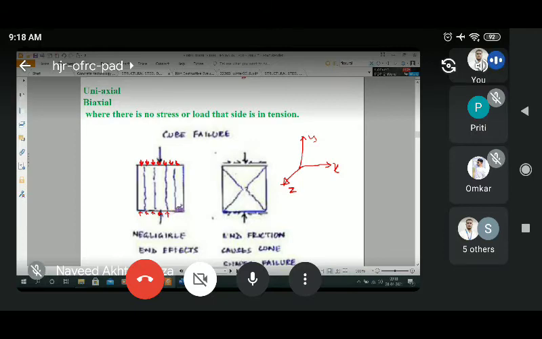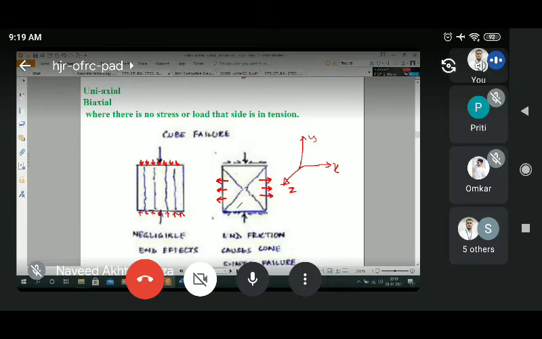Generally the machines available in our laboratories are uniaxial testing machines. In some laboratories, biaxial testing machines are also available, and for triaxial compression test, we need a triaxial testing machine. In a uniaxial testing machine, you can see that the failure of the cube is not due to the compression. It is due to the Poisson effect or the lateral escape of the material, and that weakens the bonding between the paste and the aggregate. And that's why the failure or crushing occurs.